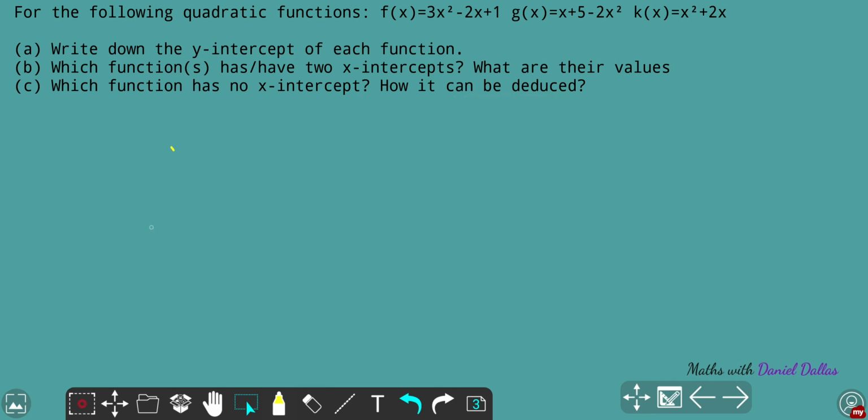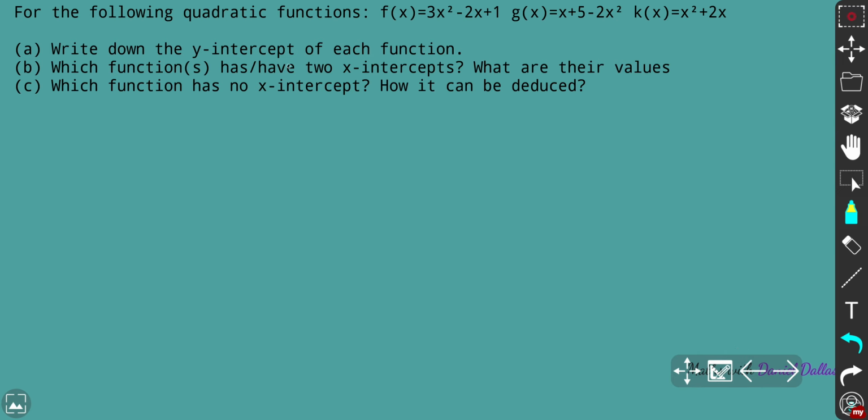So first of all, we are going to take those 3 questions related to the function. We have 3 functions, f(x), g(x), and k(x). Have a look at which form they are stated. They have standard form. Write down the y-intercept for each function. Alright, let's answer the first question.